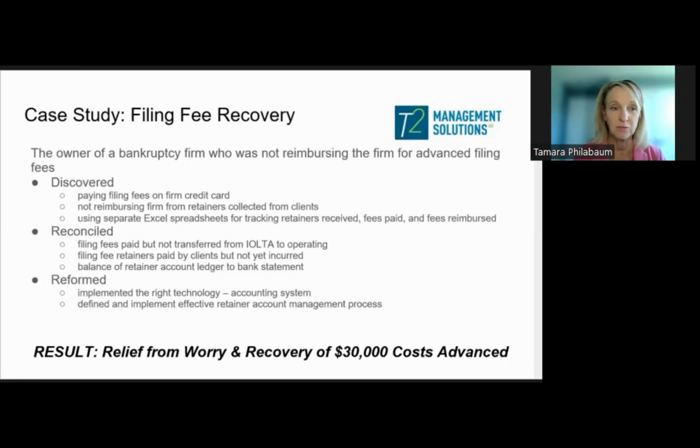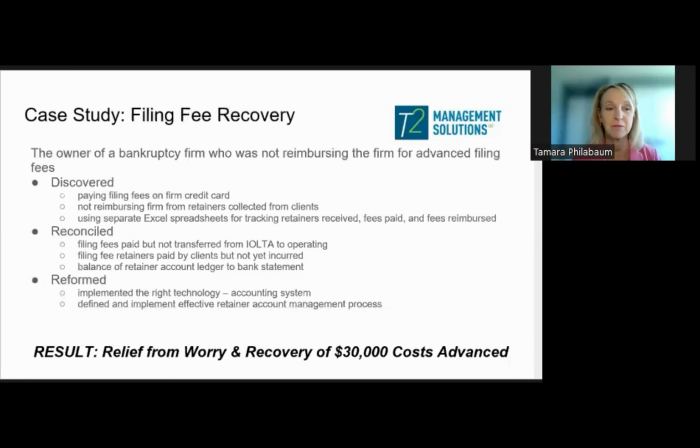Once we were able to reconcile the accounts, looking at the filing fees paid but not transferred from IOLTA to operating, filing fee retainers that were paid by clients but had not yet been incurred, and the balance on the retainer account compared to the bank statement, we reformed the process, making sure we used the technology correctly and we had the right people doing the right things to keep those accounts in balance.